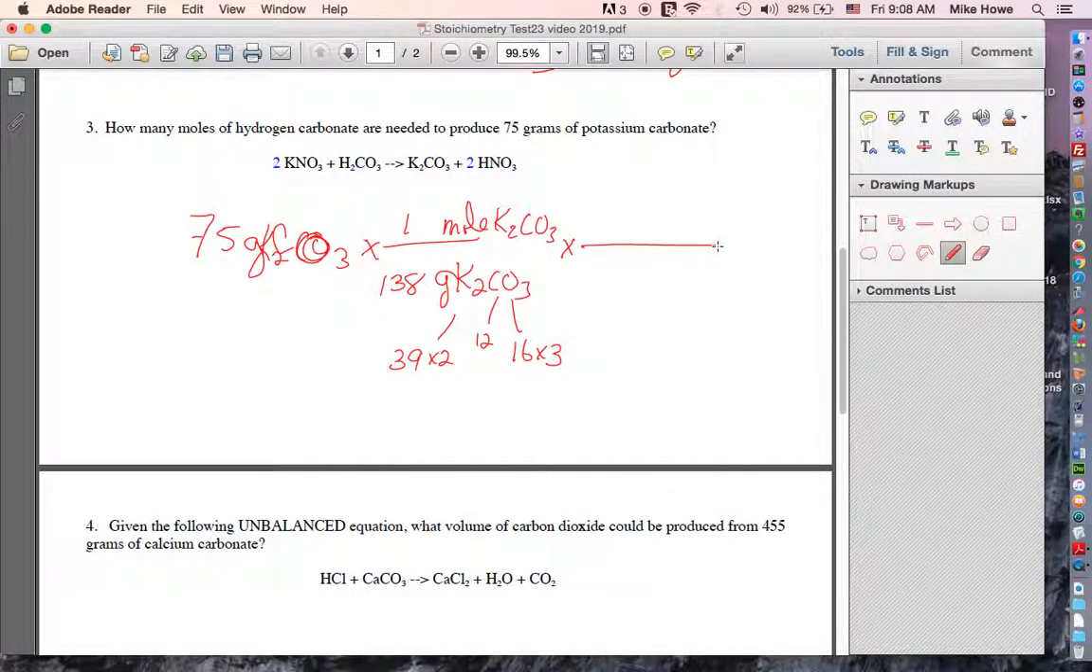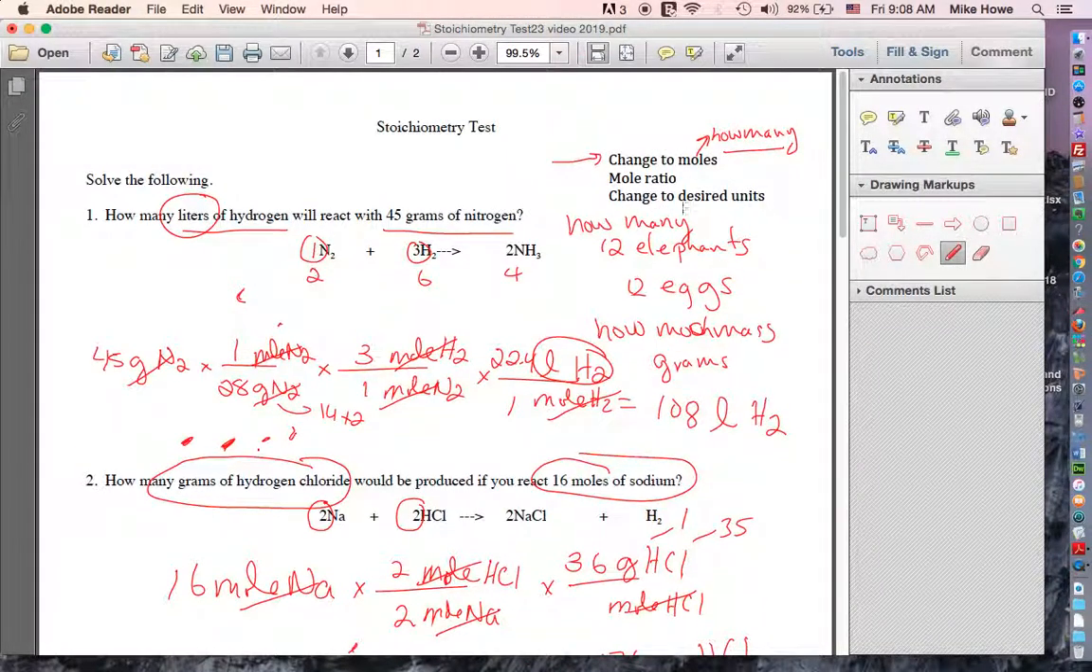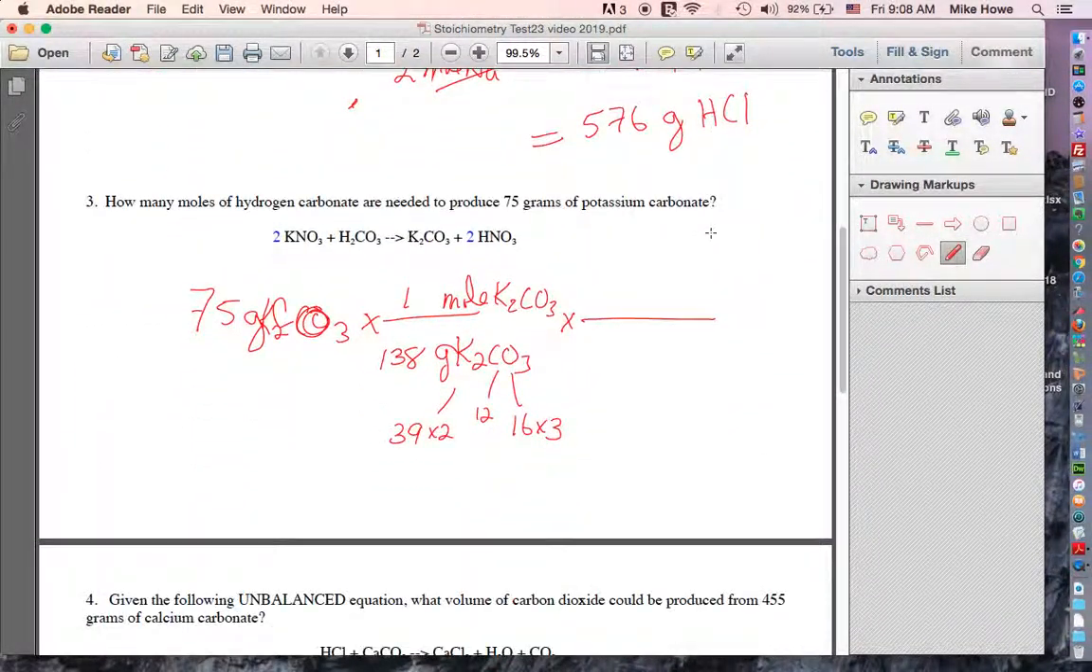What's the next step? Remember the next step is the mole ratio step. So we're going to put moles on top, moles on the bottom. In order for the units to cancel, on the bottom we have to have potassium carbonate. On the top we put moles of what we're looking for. So what are we looking for? We're looking for hydrogen carbonate. So we're going to put moles of hydrogen carbonate on the top.